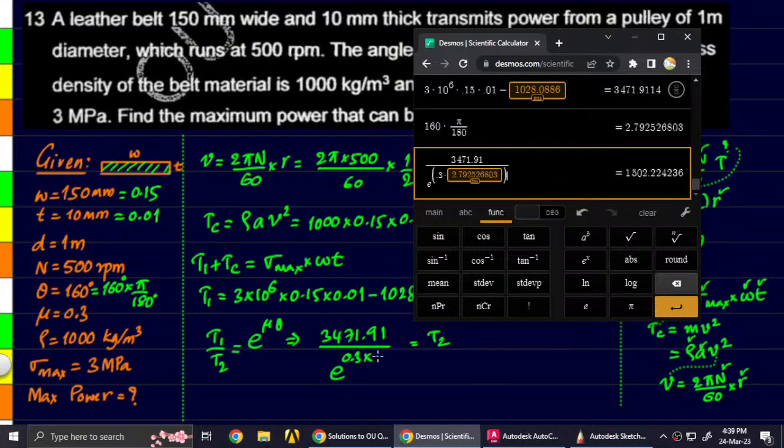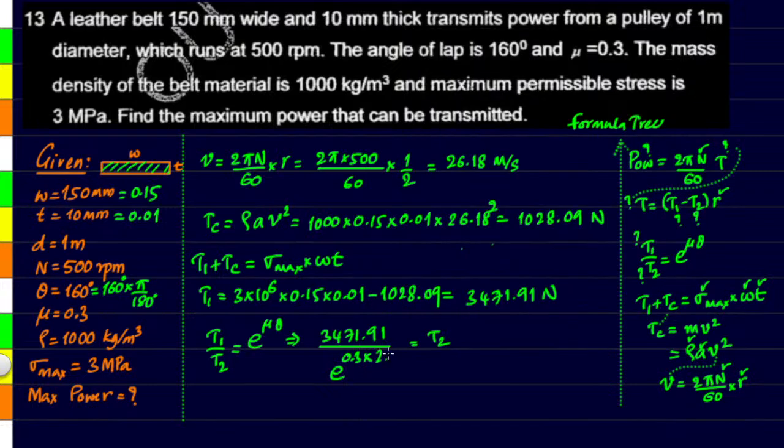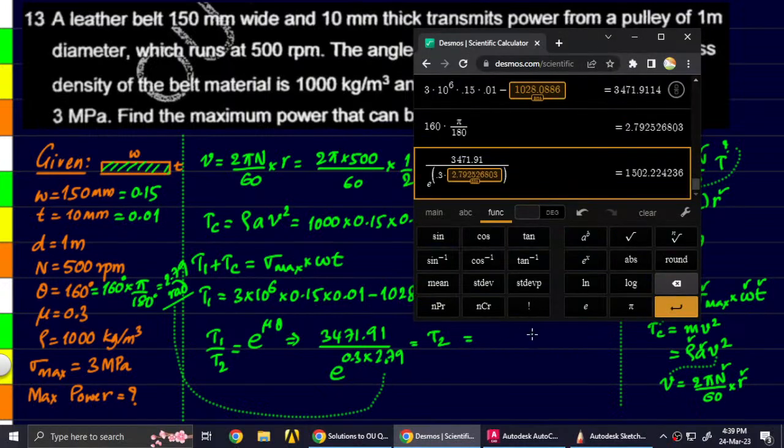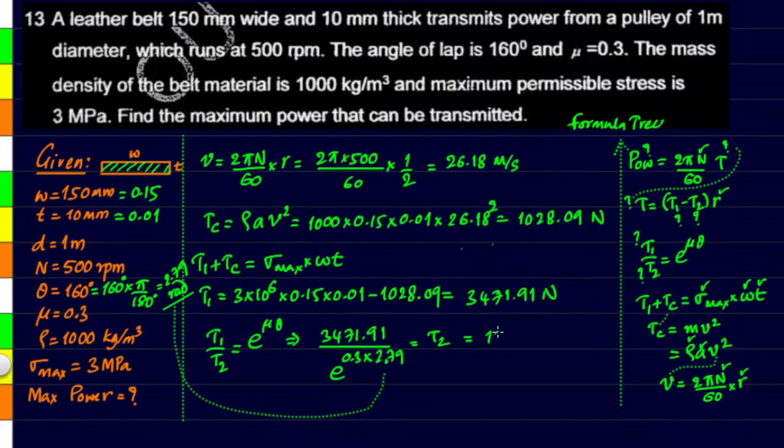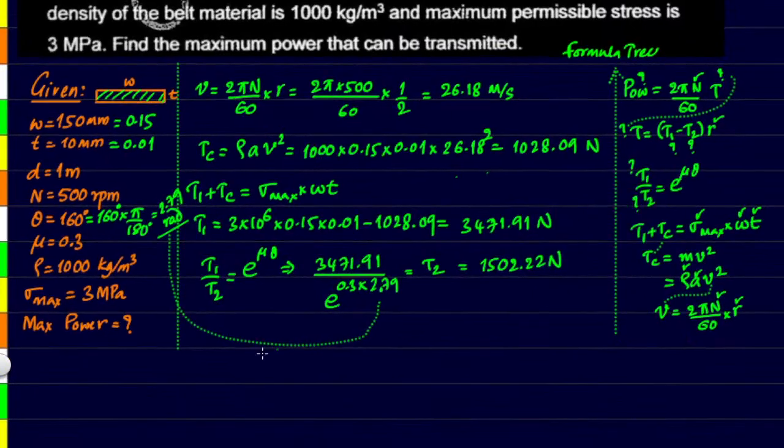Okay, so what do we write over here? 2.79 is added. 2.79, this is in radians. This is the value we have used over here. Okay, so T2 value we got after calculation is 1502.22. So T1, T2 both we got it. So both can be substituted over here to get the value of torque. So torque will be T1 minus T2 times the radius.